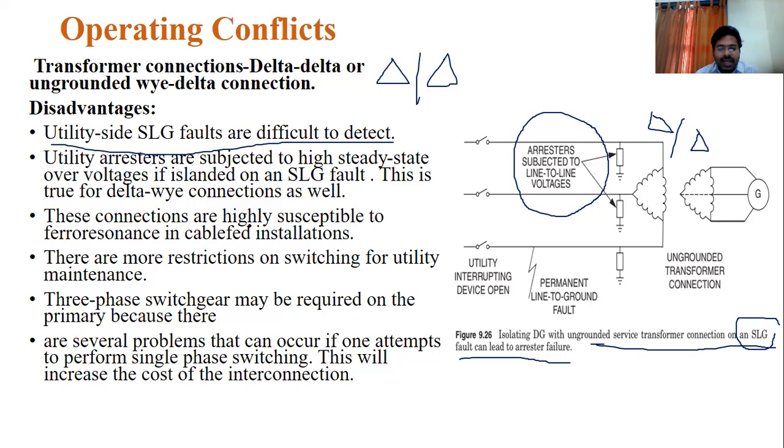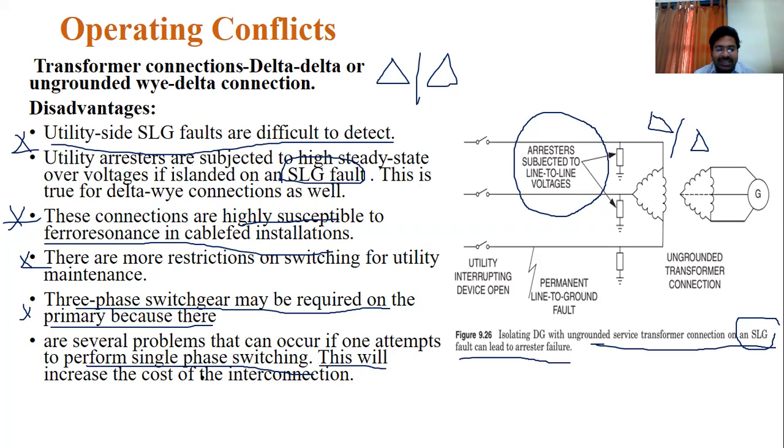These connections are highly susceptible to ferroresonance. This may cause ferroresonance problems. It is also somewhat difficult to maintain this type of transformer. Another important point is that three-phase switchgear may be required on the primary, because several problems can occur if any attempt is made to perform single phase switching. Here, single line to ground fault identification is somewhat difficult, so this will increase the cost of the interconnection.